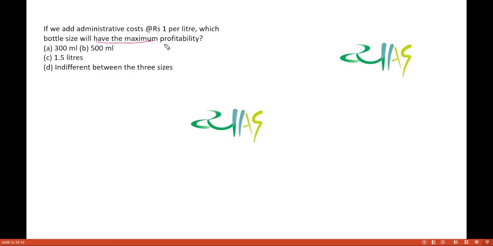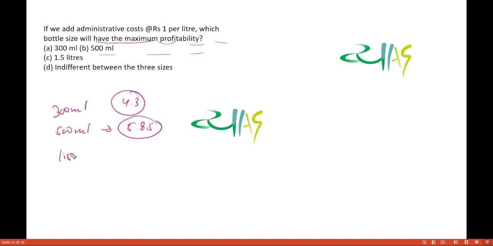Now look at this. If we add administrative cost of ₹1 per liter, which bottle size will have the maximum profitability? Now, what happened here is they are saying add ₹1 to the administrative cost. Earlier we were having 4.3 rupees profit in the 300 ml bottle, 5.85 rupees profit in the 500 ml bottle, and in the 1.5 liter bottle we were having some 14.80 rupees profit. So now profit will decrease in each one of them. So this will become 3.3, this will become 4.85, and this will become 13.80.